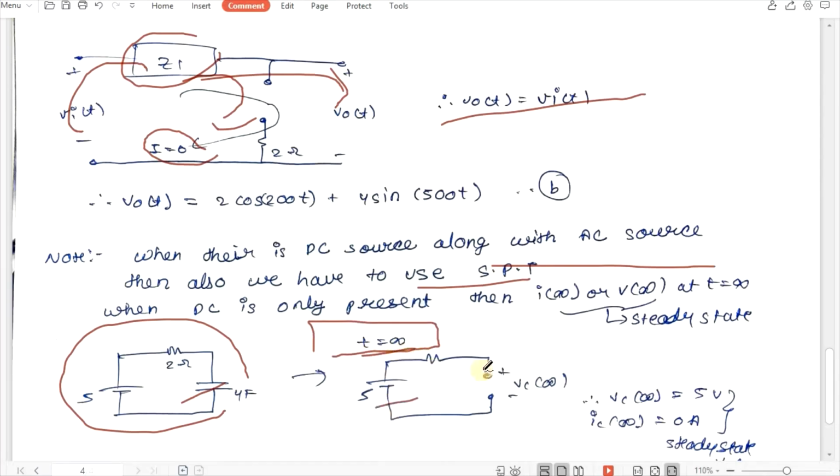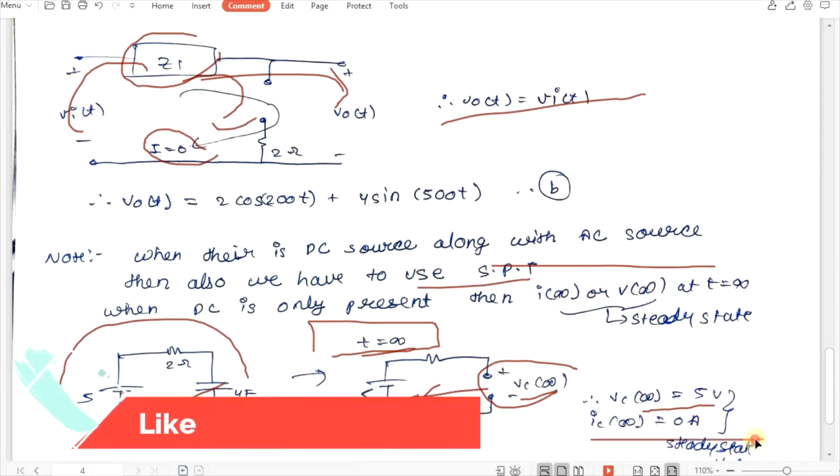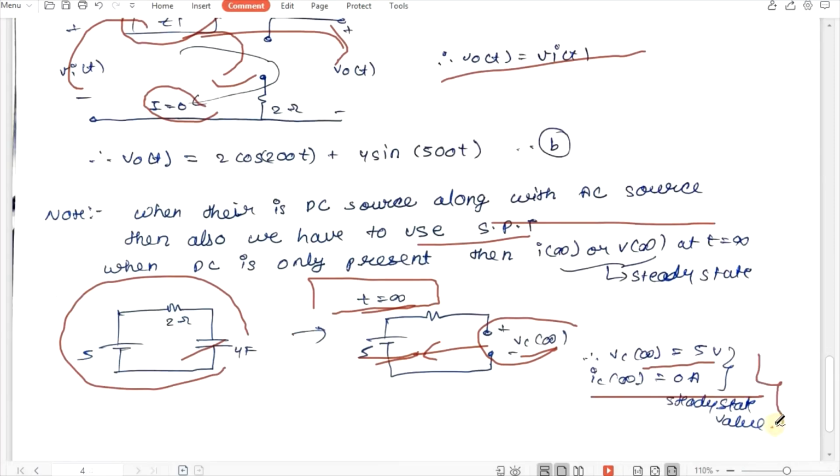So here we have the 5 volt source, and here we have the open circuited capacitor. We have to get this VC infinite. From this circuit you can see that your VC infinite will be simply 5 volt. So you get your VC infinite as 5 volt and your IC infinite as 0 ampere, and note this, this is your steady state value. So you have completed your DC part, then you have to go for your AC part.